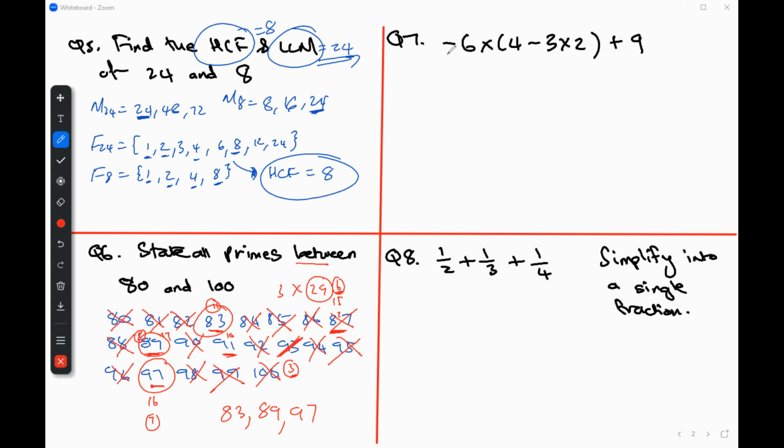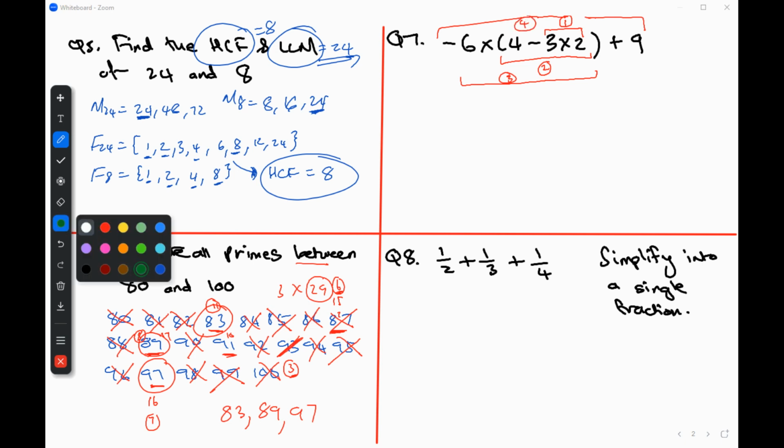Next, question 7, order of operations. Over here, I'm going to do the bracket first. But before I do that, I have to do the multiplication first. So I'm going to do multiplication first, then the bracket. Then I'm going to multiply those. And only after that will I want to do the last part, which is part 4.